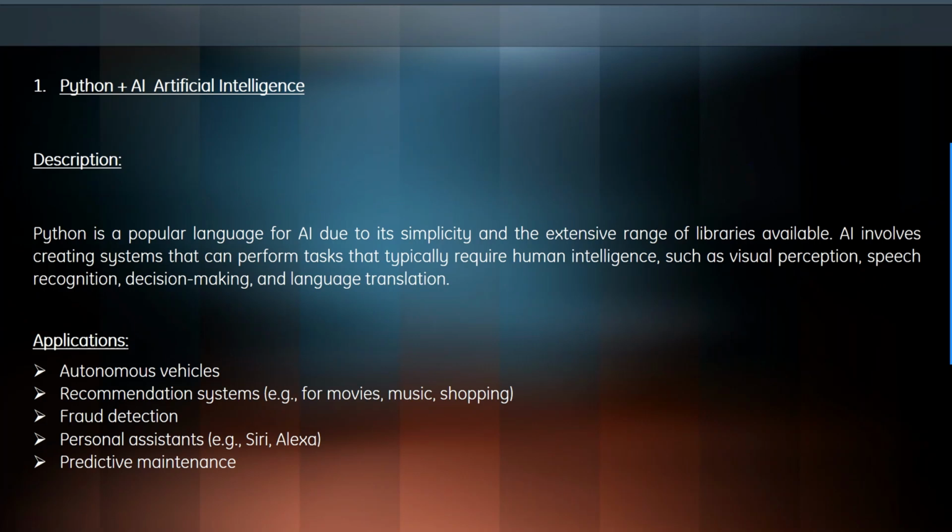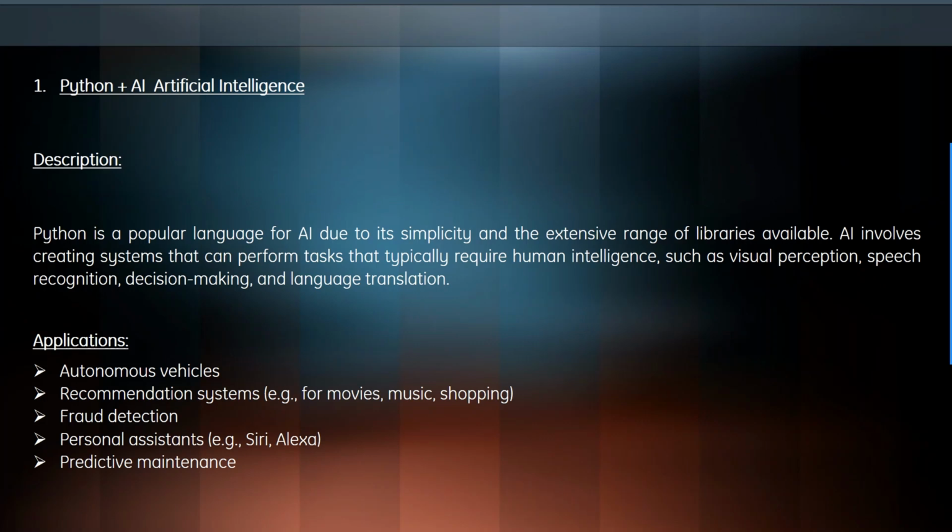Python plus artificial intelligence. Now, what is Python? As we all know, Python is a very popular language used for AI and coding, which is really used well because of its simplicity and the libraries available. And what is AI? AI is a system that can perform tasks that typically require human intelligence, such as visual perception, speech recognition, decision making, and language translation.